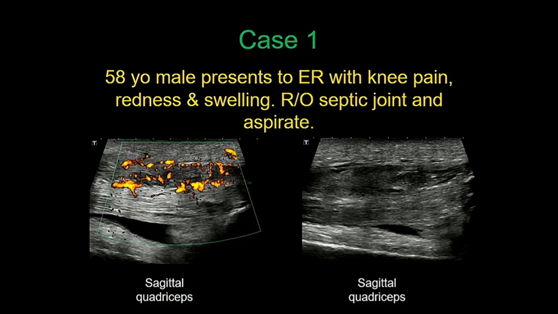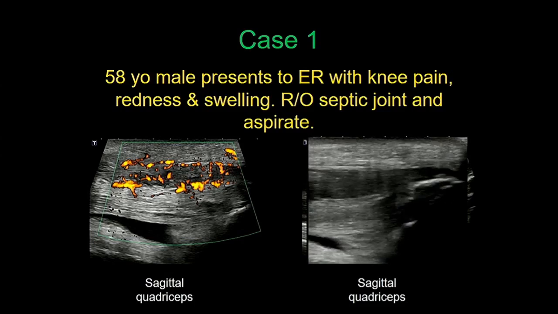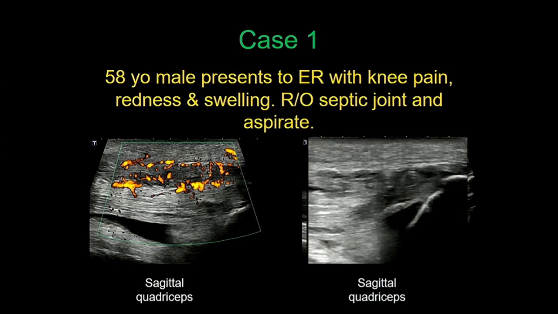So our first case, this is a 58-year-old male who presents to the emergency room with knee pain, redness, and swelling, and we were asked to rule out a septic joint and to aspirate. So here are two sagittal images of the quadriceps, one with power Doppler. And I'm just going to show you a video loop here, just in the sagittal plane, going through that same region.